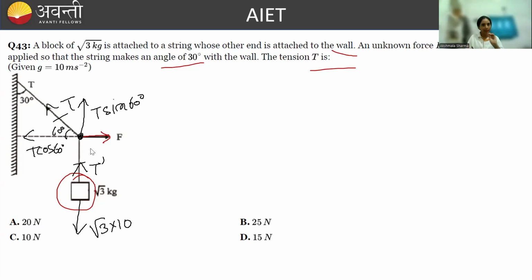Okay. Now let's talk about the equilibrium. So if we talk about equilibrium of root 3 kg, then on root 3 kg, T dash is acting in the upward and root 3 into 10 is acting in the downward. If it is in rest, these two have to be equal. So T dash ka value हमें मिल गया.